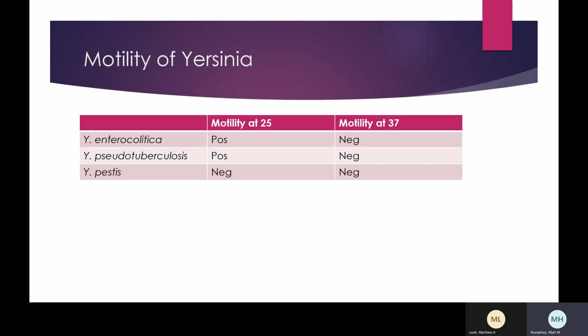And something about Yersinia that we mentioned very, very early on in this lecture is the motility and the temperatures that it occurs at. So Yersinia enterocolitica will be motile at room temperature or 25 degrees Celsius, same with pseudotuberculosis, but won't be motile at 37. And then Yersinia pestis doesn't like to be motile that often. And really this motility at 25 degrees is more like a variable thing for them.